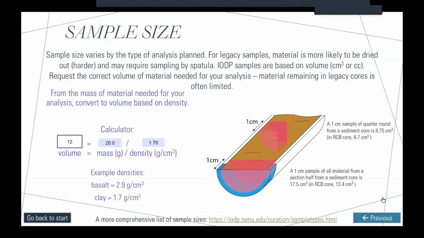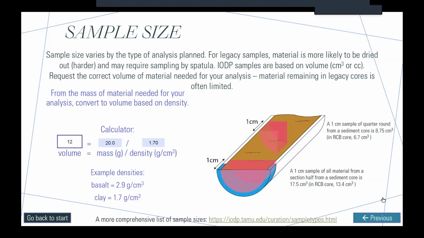So I mentioned kind of at the beginning of the talk that volume is more important than shape. And so the sample size itself will vary by what type of analysis you're going to do. If you're going to look at a nanofossil assemblage, I need a very small sample. If I want to look at some very rare biomarkers, I need a lot more material. And so when you go to submit a request, IODP sample requests are based on volume. So CC or centimeter cubed. And you really want to request the correct volume of material that's needed for your analysis.